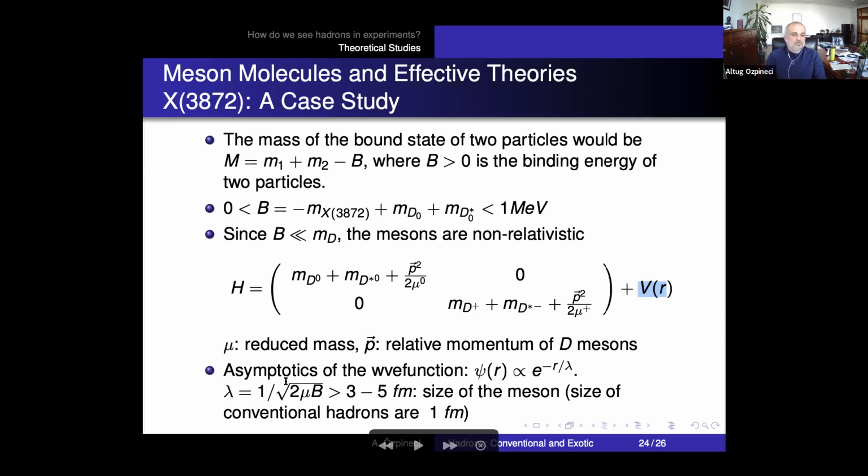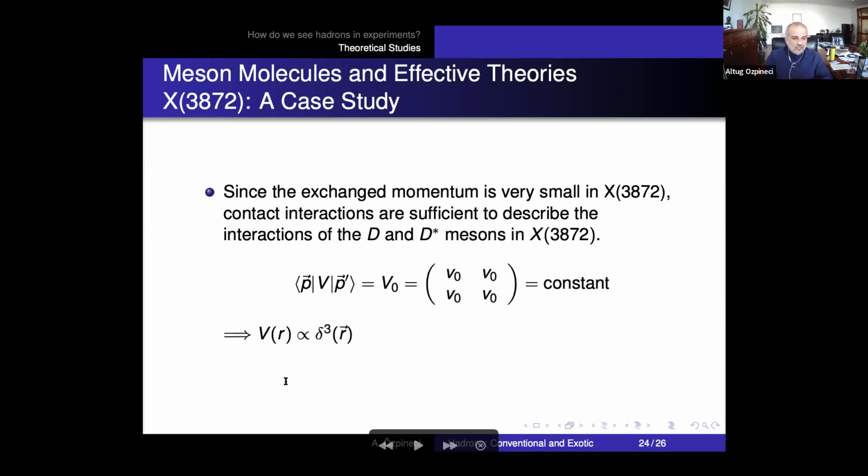So here, if this is a molecule, this is a really huge molecule. Well, if you look at the potential, what will be the potential? Well, the simplest, well, there are a couple of things we should keep in mind. The binding energy is very small. So these are moving very slowly, which means that they are not exchanging much energy. The momentum exchange is very small, which means the corresponding de Broglie wavelength will be very large. They will not be able to tell whether the other D meson is a point object or not.